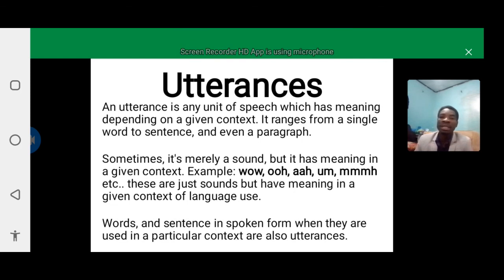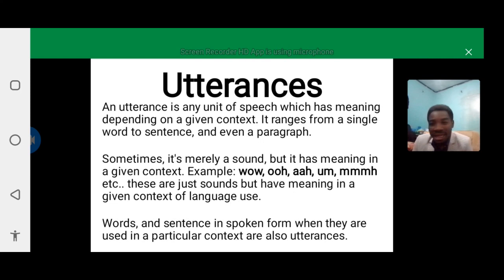So when someone says "wow," it means she or he shows surprise about something. And when someone says "oh" in a given context, sometimes it may indicate someone is wondering about something that has occurred. So we have various sounds. Sometimes we can get their meaning in a given context, but without context, we will just hear other noise.